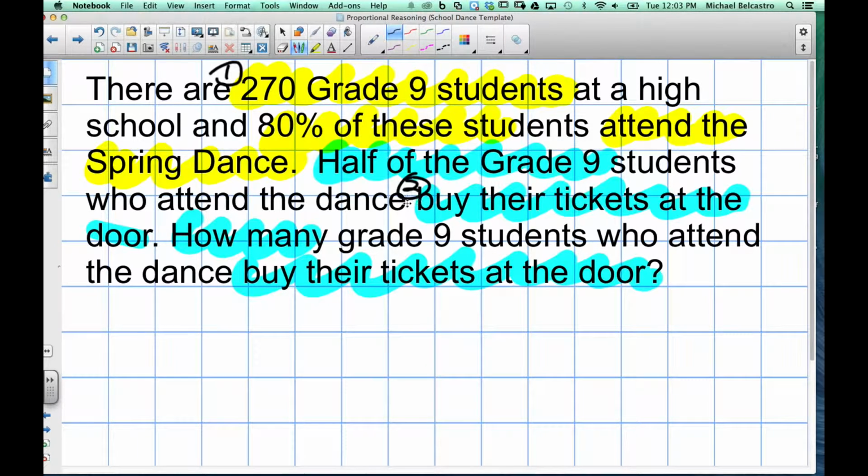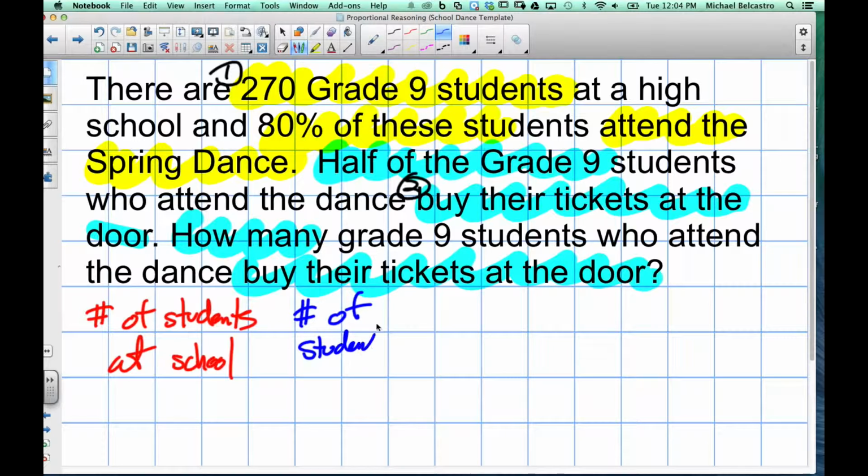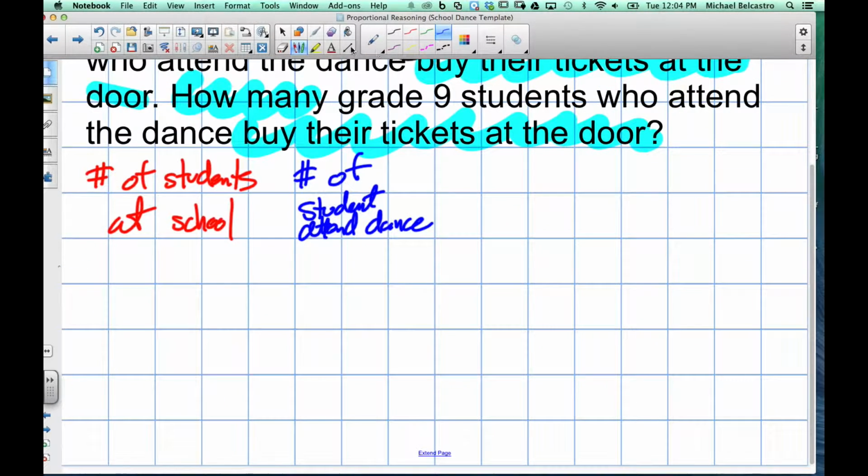So we said we're going to attempt to solve this using a table of values. So maybe that's something you're most comfortable with. So let's set up a table. We're going to need 2 categories. And we'll think of it like this. Number, sometimes referred to as a hashtag, this is a symbol for number of students at school. So at really any school in general, that's what this table is going to represent. And number of students attend dance. Okay, pretty big titles we have here.